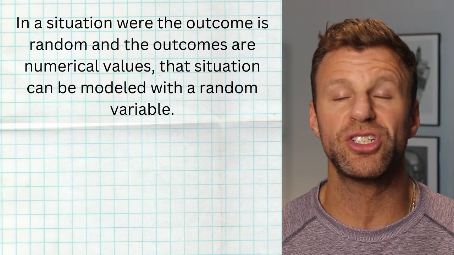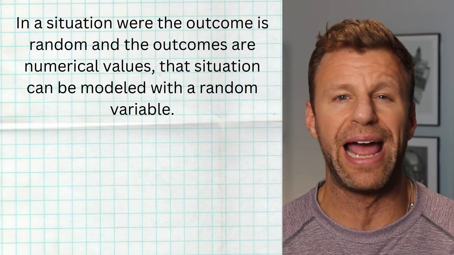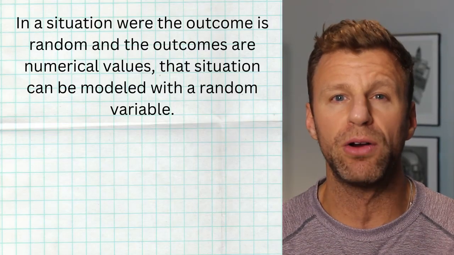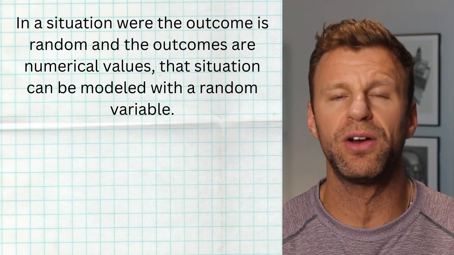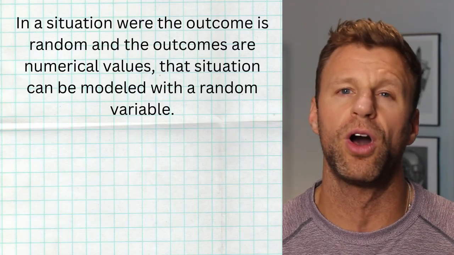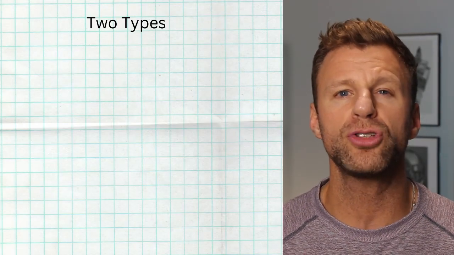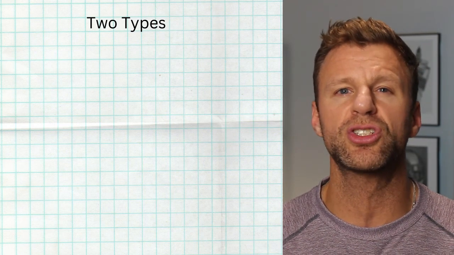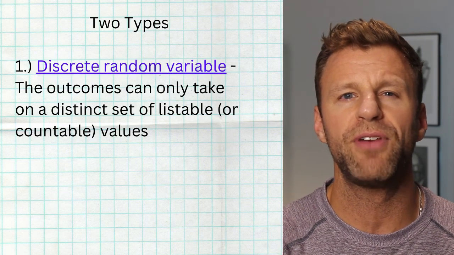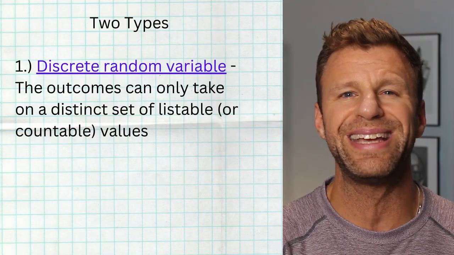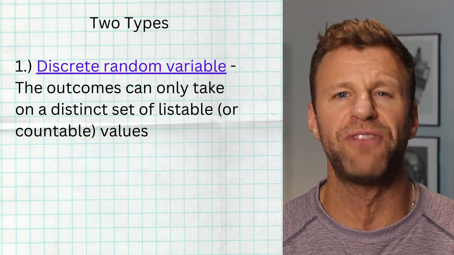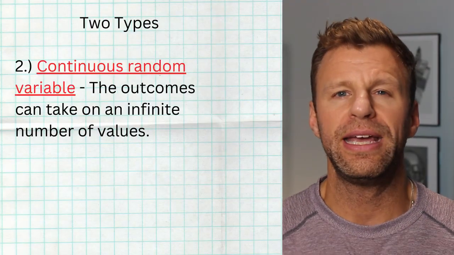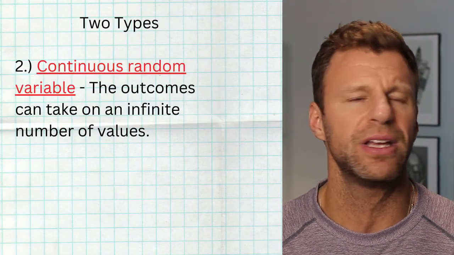So if you have a situation where you don't know exactly what's going to happen, the outcomes are what we say random, but if those outcomes are numerical values, then those numerical outcomes can be described with what we call a random variable. Now, there are 2 different types of random variables. The one we're going to focus on in this video is a discrete random variable. A discrete random variable is when those numerical outcomes are distinct and listable. Basically, they're finite. Whereas a continuous random variable, the second type, has outcomes that are continuous.